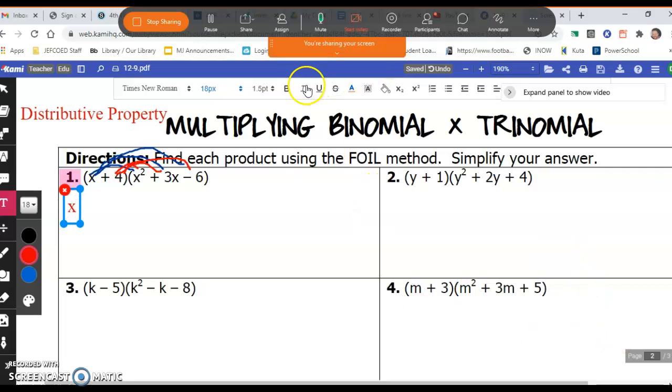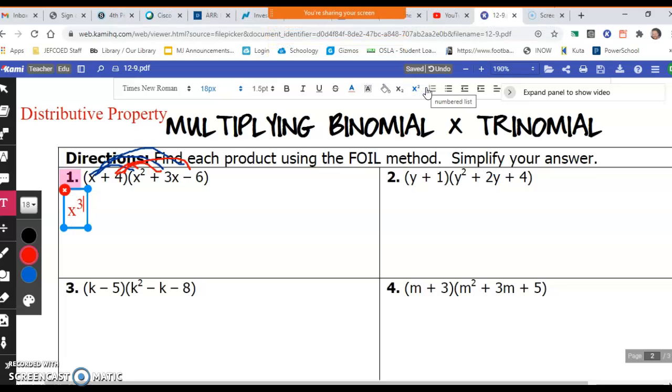Okay? So looking at this, we have x times x squared. That's going to be x to the what? Third. Good. All right, then we have x times 3x is going to be what? Plus 3x squared. Okay, then we have x times the negative 6 minus 6x, or negative 6x.